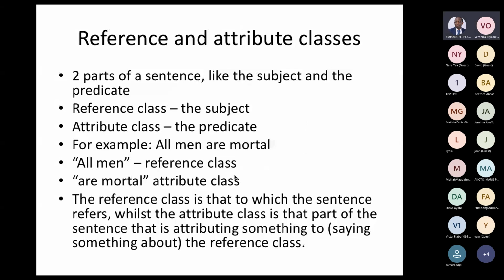We saw two parts of the sentence in the deductive reasoning, reference and attribute classes. We said this reference class is the class of items to which the sentence refers. It's like a subject. And then the attribute class is that part of the sentence that is attributing something to the reference class. And that's like the predicate that we already know.